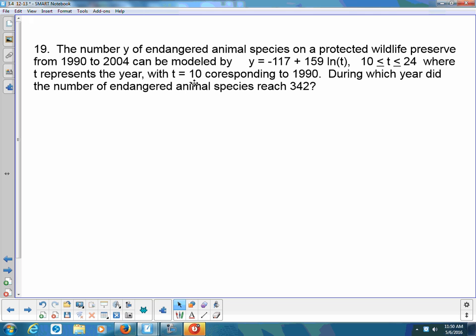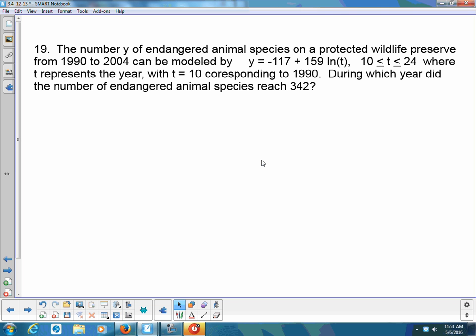All right, let's see. Was there more? Yes. All right, let's take a look at number 19. This is the last one, and then we're going to look at some things from section 3.5. The number y of endangered animal species on a protected wildlife preserve from 1990 to 2004 can be modeled by this natural log equation, where t is between 10 and 24, where t represents the year, with t equals 10 corresponding to 1990. During which year did the number of endangered animal species reach 342?